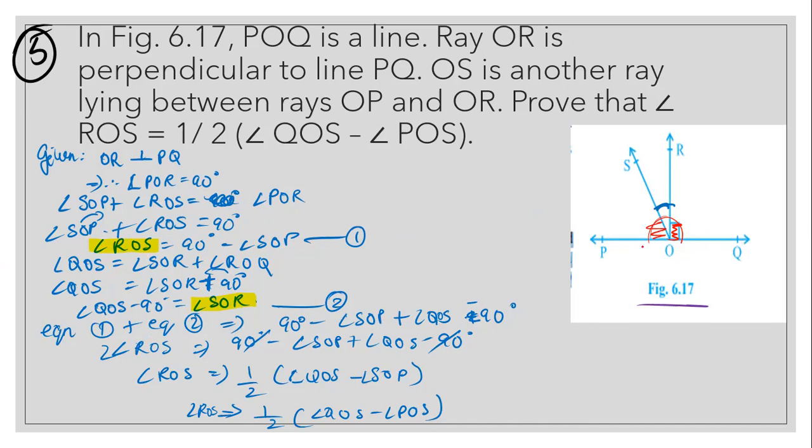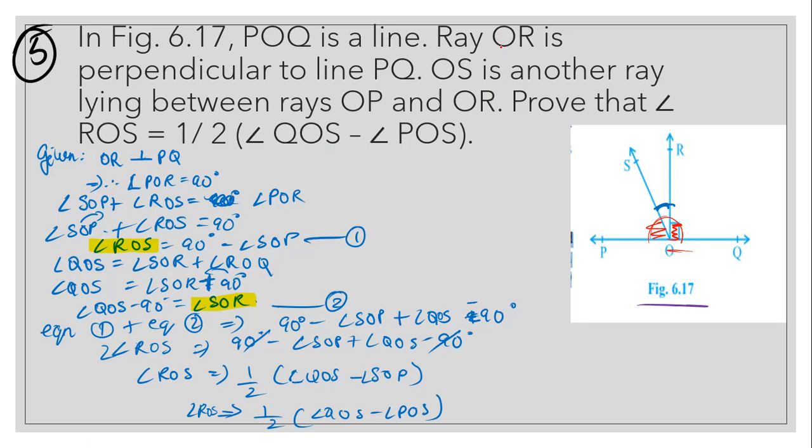Next, we moved on to angle QOS. Can I say angle QOS is equal to the sum of angle SOR plus angle ROQ? Yes. So what is angle ROQ? 90 degrees. So angle QOS is equal to angle SOR plus 90 degrees. Yes. So now angle QOS minus 90 degrees is equal to angle SOR. Let's take this to be equation number 2.